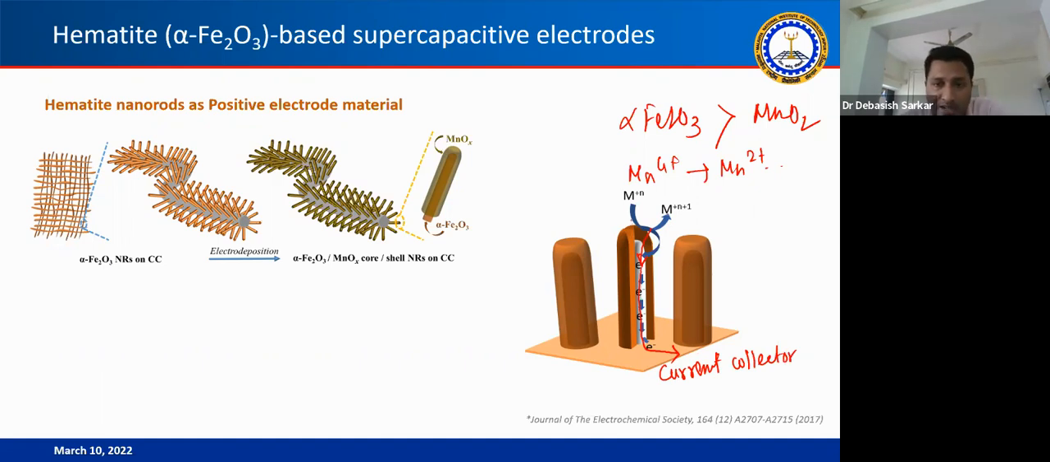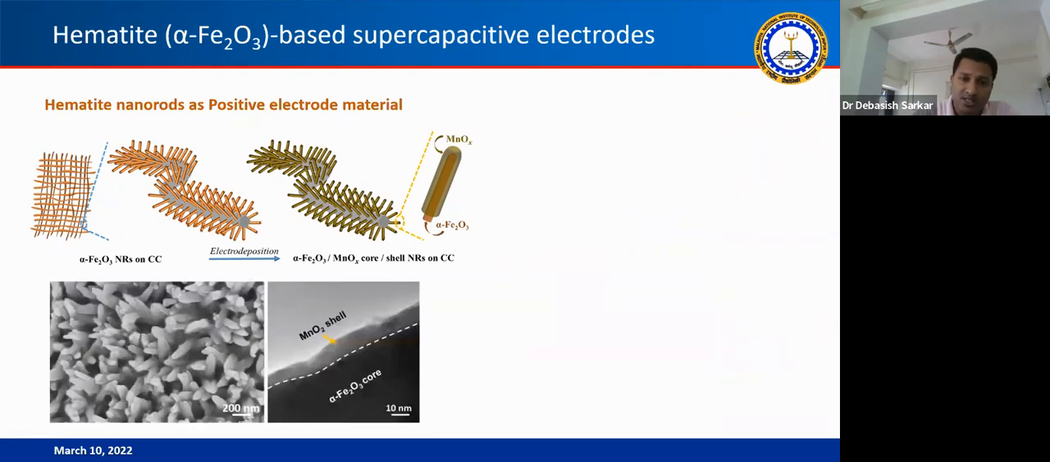So the redox reaction happens at the surface, manganese dioxide, but during the electron transfer, those electrons are moving through the core, which is iron oxide, and move to the current collector and to the outer circuit. So that was the idea. In this way, we can use iron oxide nanorod in the positive electrode side also. So what was the advantage in terms of CV and CD?